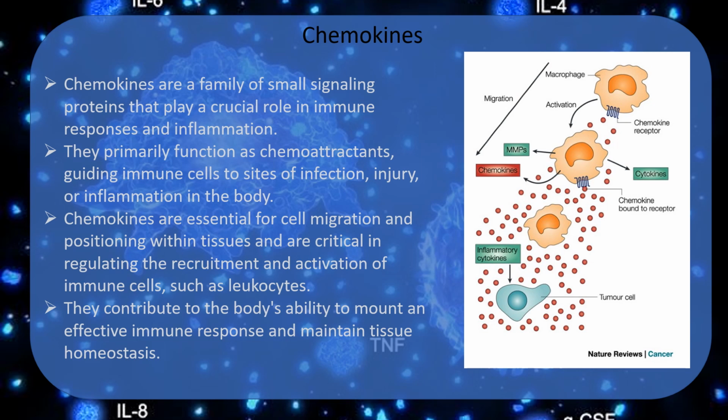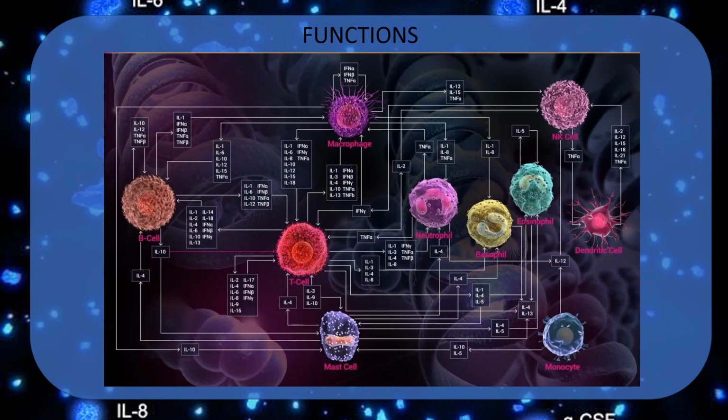Chemokines are essential for cell migration and positioning within the tissues and are critical in regulating the recruitment and activation of immune cells such as leukocytes. They contribute to the body's ability to mount an effective immune response and maintain tissue homeostasis. Let's see about the functions of cytokines.